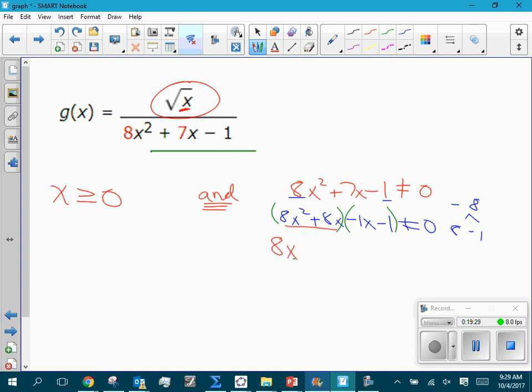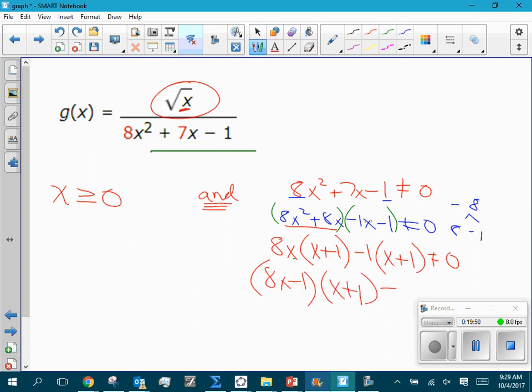I'm going to look at these first two things and pull out an x, right? Or an 8x. And when I do that, I'm left with x plus 1. And these two things have a -1 in them, right? So pull that out, and I get x plus 1 again. Cannot be 0. So 8x minus 1, that factor, and x plus 1, that factor, those cannot be 0. So I get x cannot be -1, and x cannot be 1/8.